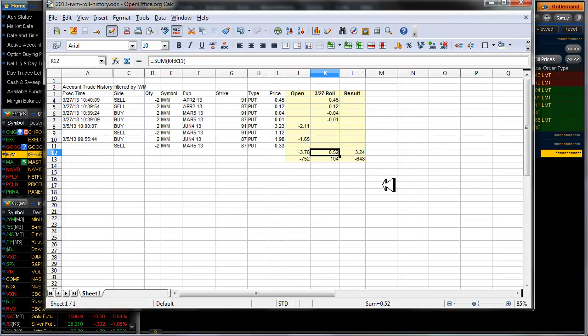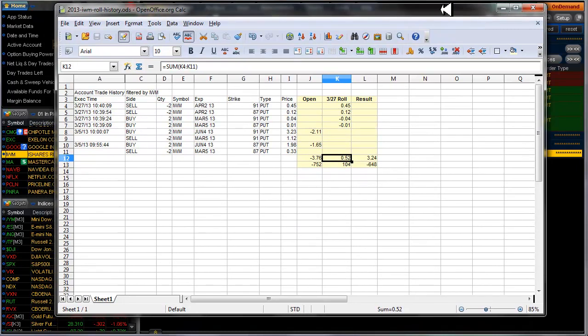So I know that Don Kaufman and Thinkorswim on his daily discussions, they talk about rolling calendars and how really if you have a calendar you should never take the maximum loss on it. There's always something to salvage from it. And this just proves it here by looking at these rolls.